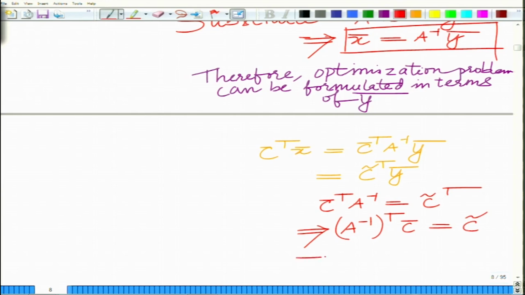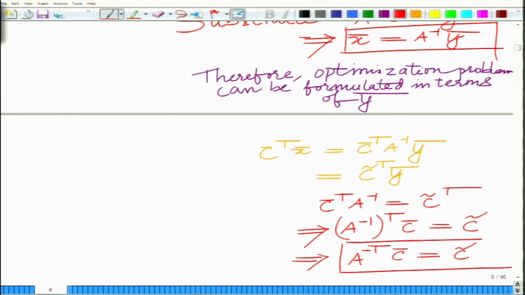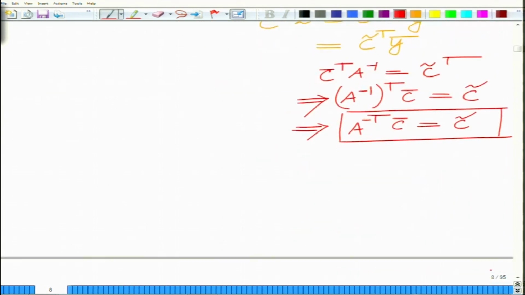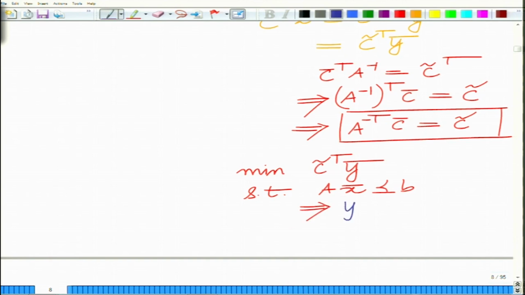So, I combine the inverse and transpose. I am simply going to write A inverse transpose, which means A transpose inverse or A inverse transpose, both of these are the same thing. A inverse transpose C bar equals C tilde. Okay. So, the objective becomes minimize C tilde transpose y bar subject to the constraints, A x bar component wise less than or equal to B bar, but A x bar equals y bar. So, this constraint will be y bar is component wise less than or equal to B bar.